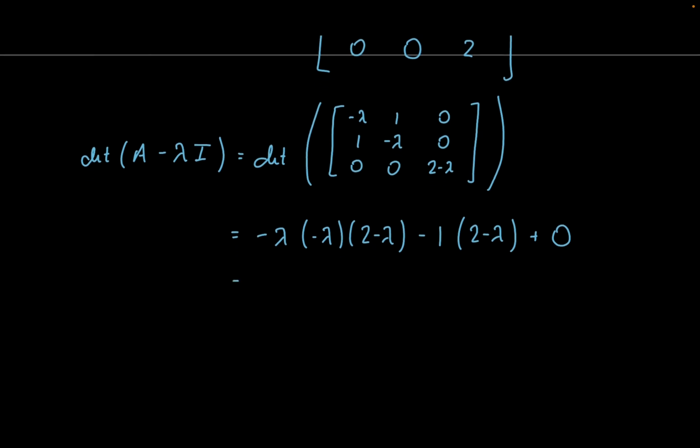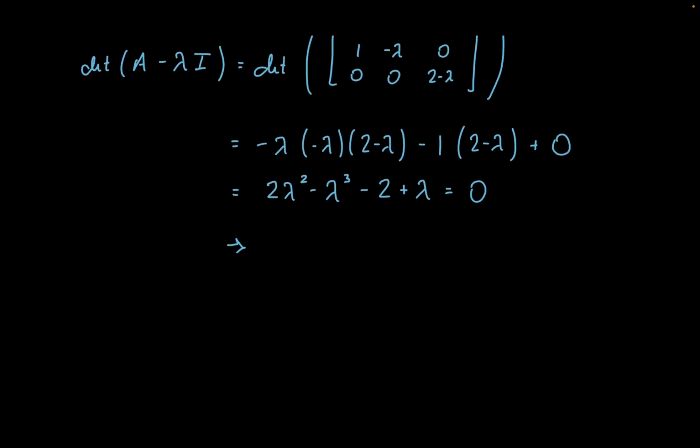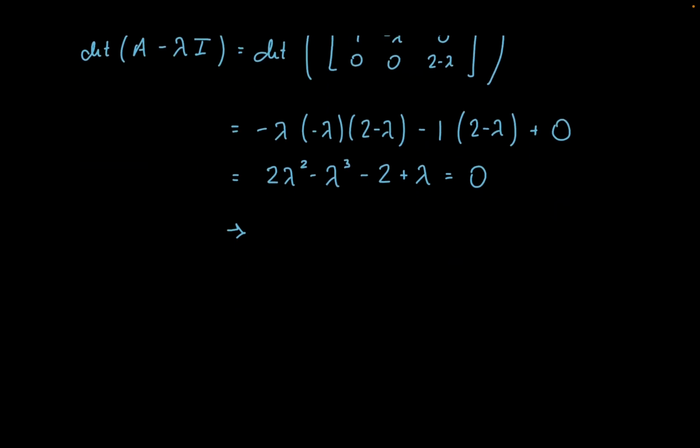So we can start to FOIL this out, so we'll have 2 times lambda squared minus lambda cubed minus 2 plus lambda, and that's going to be equal to 0. So now we can try to simplify it. I'm just going to multiply by -1 to make this a little bit nicer to look at. So we'll have lambda cubed minus 2 lambda squared minus lambda plus 2 is equal to 0.